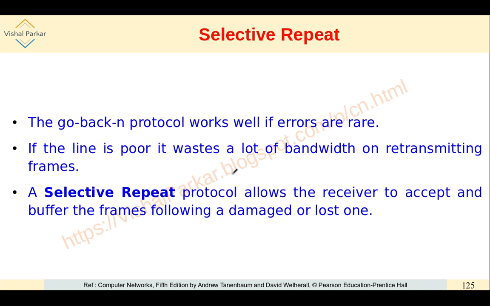Now, as you have seen, the go back N protocol will work well if there are no errors or a very small number of errors. If the channel is noisy or there are frequent errors, the go back N protocol, as it has to resend the correctly received frames as well, wastes a lot of bandwidth on retransmission of frames. The next protocol, selective repeat, allows the receiver to accept and buffer the frames following a damaged or lost one, as we have seen in the previous case.